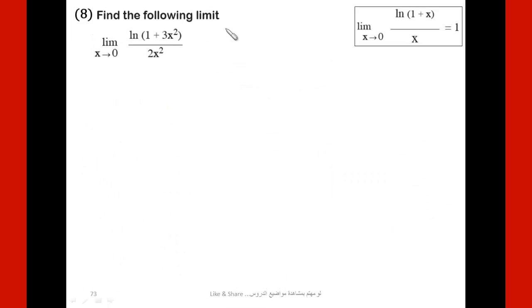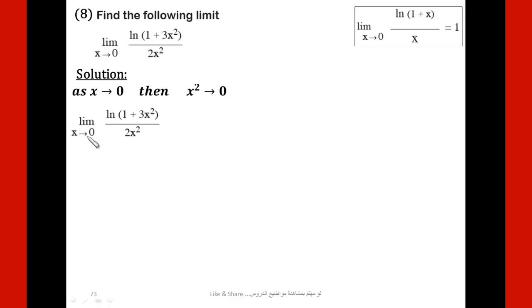Number 8, find the following limit. Limit of ln 1 plus 3x square over 2x square when x tends to 0. So as x tends to 0, squaring the two sides, then x square tends to 0. So the original limit, we write it equals 1 over 2. We take 2 out of the limit here. We have 1 over 2, it's half, times the limit of ln 1 plus 3x square over x square.